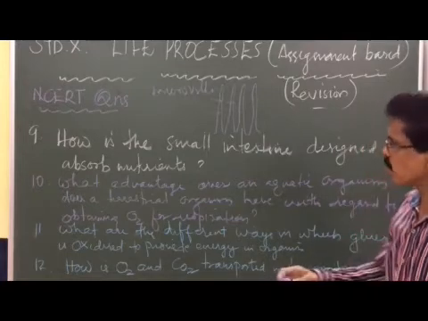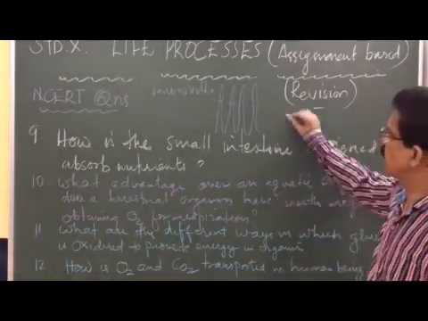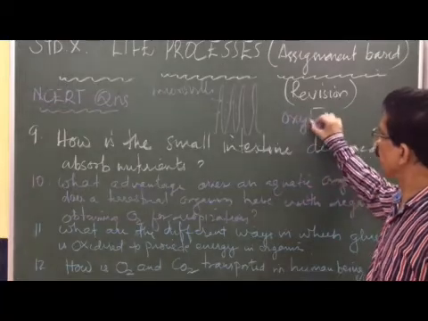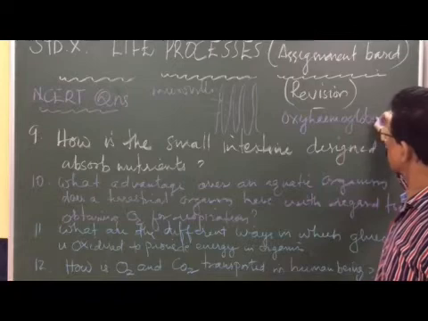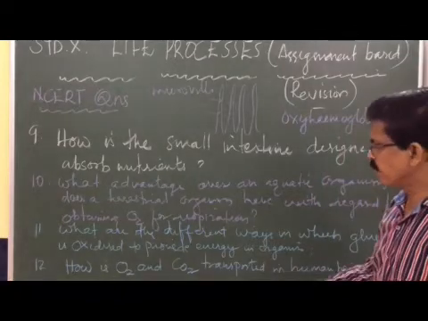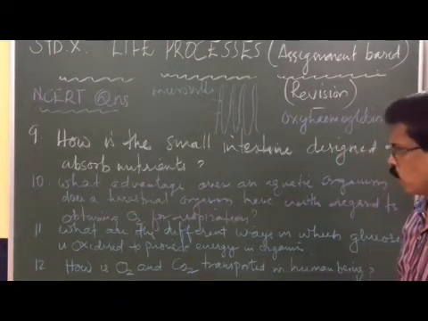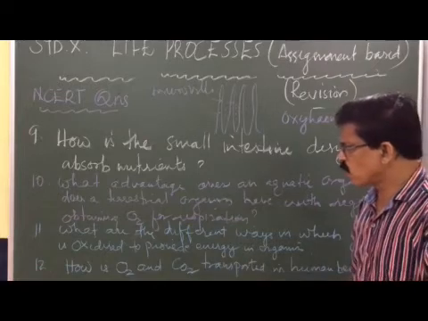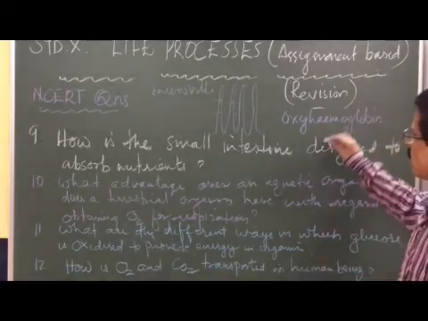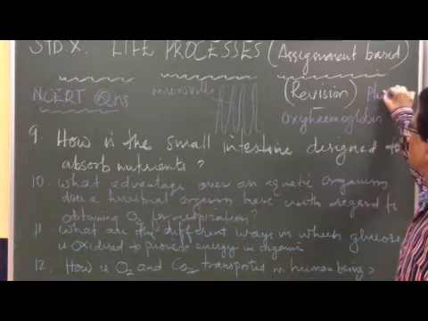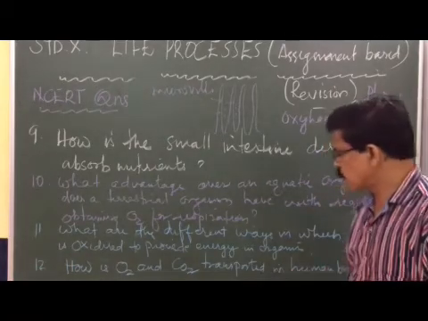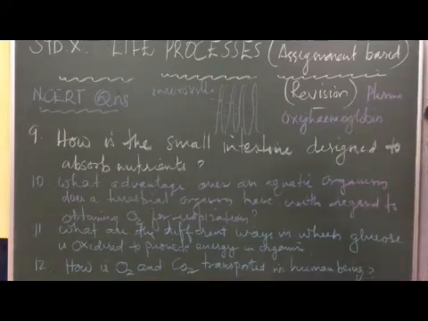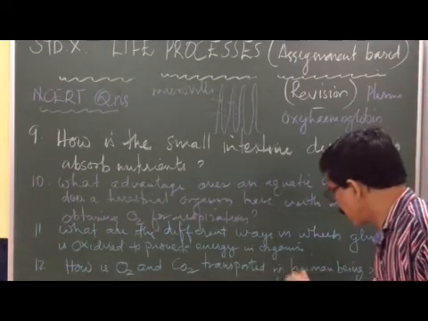Oxygen is mainly transported in the form of oxyhemoglobin. Oxygen combines with the hemoglobin and forms oxyhemoglobin. And some amount of oxygen is transported dissolved in the plasma as well. Whereas most of the carbon dioxide transported in animals, including human beings, is in the form of bicarbonates.